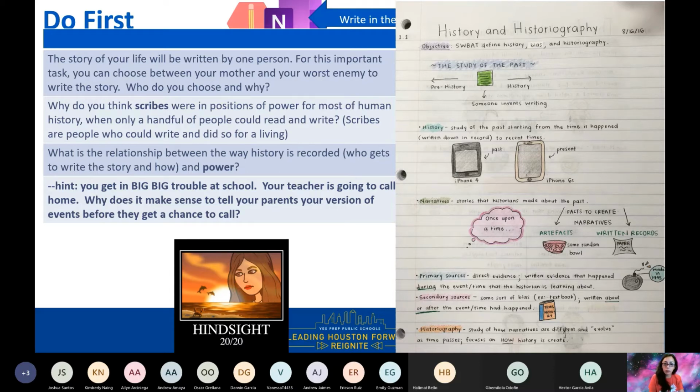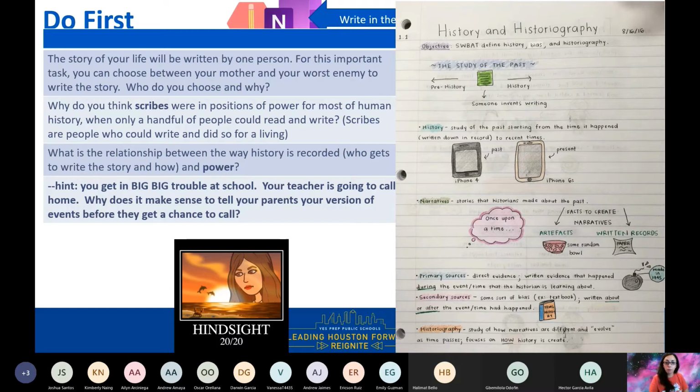We also had a couple of other questions. I don't think we have a ton of time to go into them, but I'll go over the point of why I asked you them to begin with real quick. You were asked why you think scribes were in positions of power for most of human history, back when only a few people could read and write. Scribes are people who wrote things down for a living. The next question leads to the same point. What is the relationship between the way history is recorded, or who gets to write the story, and power?